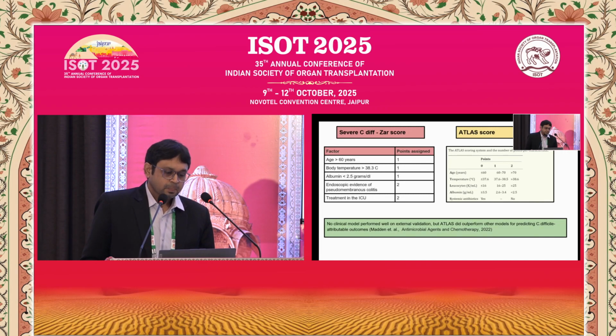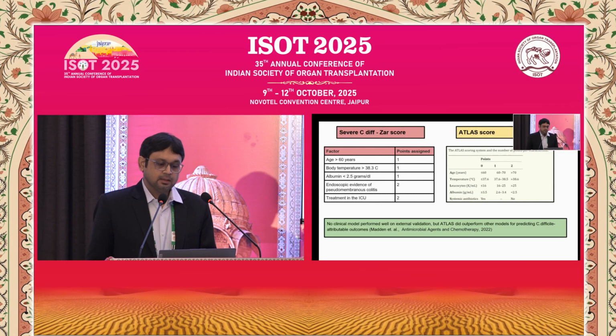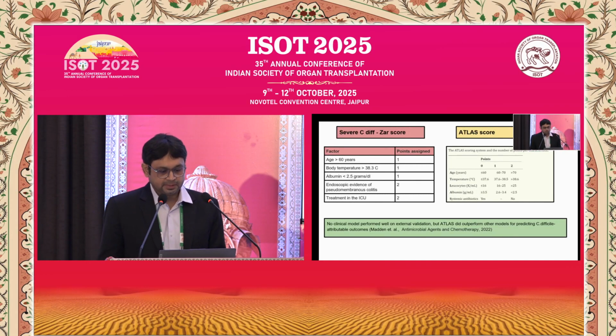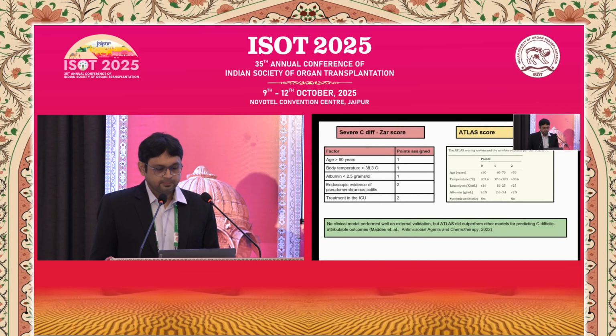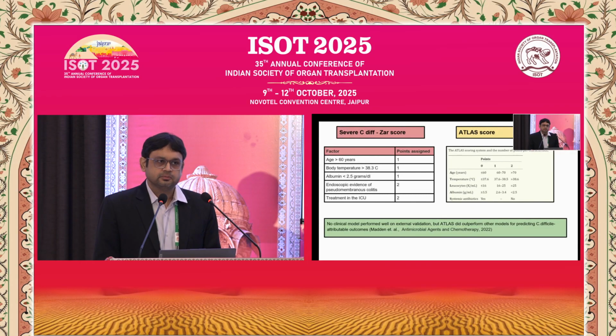And the other thing is that some of these aspects based on which these scoring systems have been formulated may not be applicable to our transplant patients. So for example, like I said, these patients may not always have leukocytosis. There are studies which show that they may have leukopenia. They may not always have evidence of pseudomembranous colitis. I'll show you a study on that. And they may have reduced albumin levels because of other reasons.